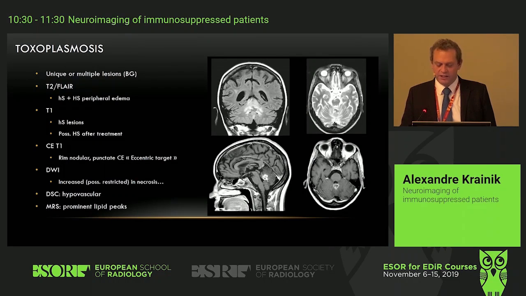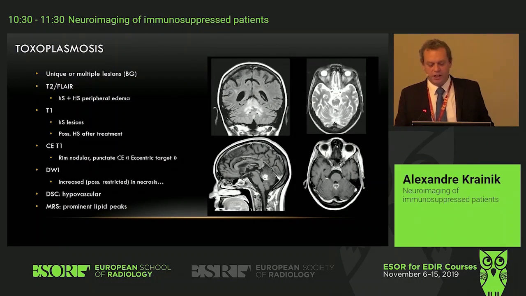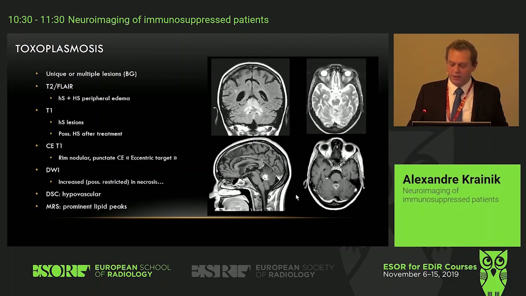But the fact is that this little central enhancement is not in the middle of the target, but a bit on the side of the target, and it has been called the eccentric target sign. On diffusion, imaging is not always helpful; it can be restricted, but not always. On perfusion, you don't reveal any hypervascularization, and on spectroscopy, you may have a very high lipid peak.